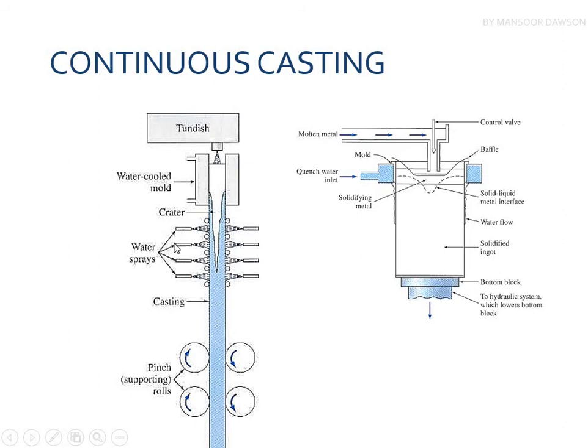It is solidified but still at a very high temperature, and you know that metals expand at a very high temperature. So it would not be expanding, but it would be very soft, and it can easily lose its dimensions. So for that purpose we provide these pinch supporting rollers, which are not providing any stress but just maintaining the shape of the casting. So this is continuous casting.